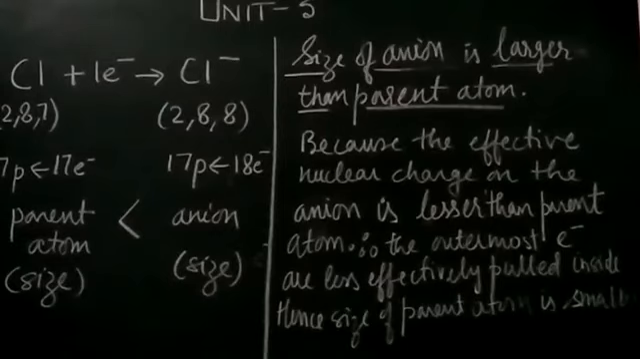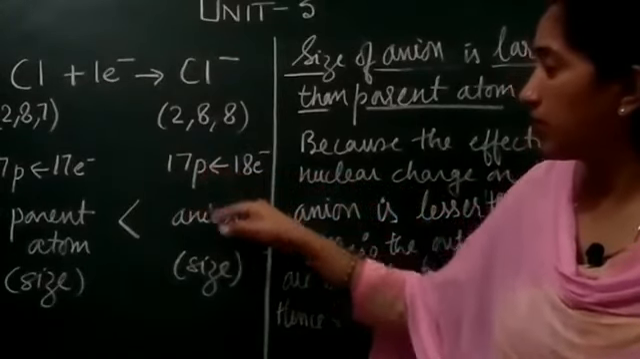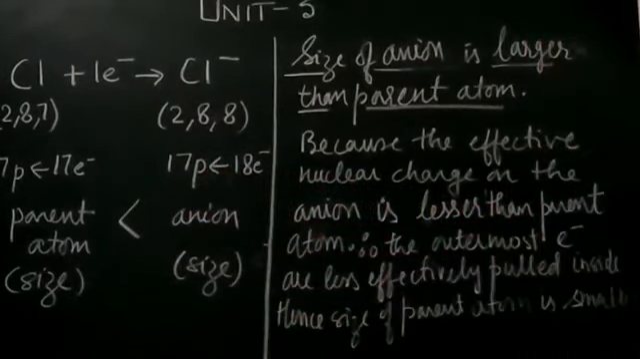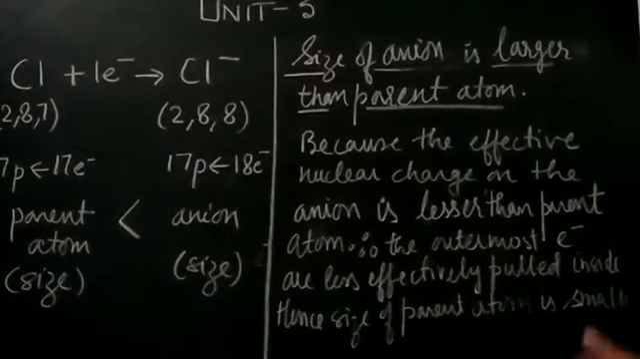Why is it so? Because the effective nuclear charge in the anion is lesser than the parent atom. Right, the effective nuclear charge. So here you can see that 18 electrons have been pulled by the 17 protons. So the nuclear charge operating on the 18 electrons will be lesser in comparison to that of the parent atom. In the parent atom the outermost electrons will be pulled inside more strongly, and hence they are going to be smaller, whereas in the case of the anion the size is going to be more.